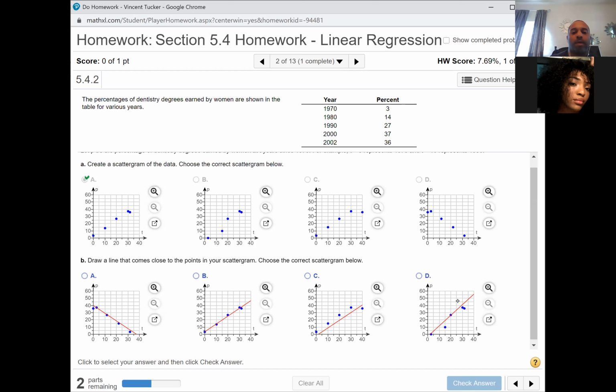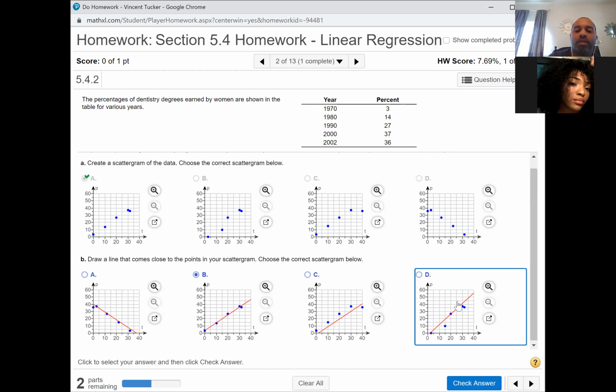Then, just like before, draw a line that best summarizes your relationship. That's going to be B. You're using the same graph from A and drawing a line straight through it. So that would be B for us.